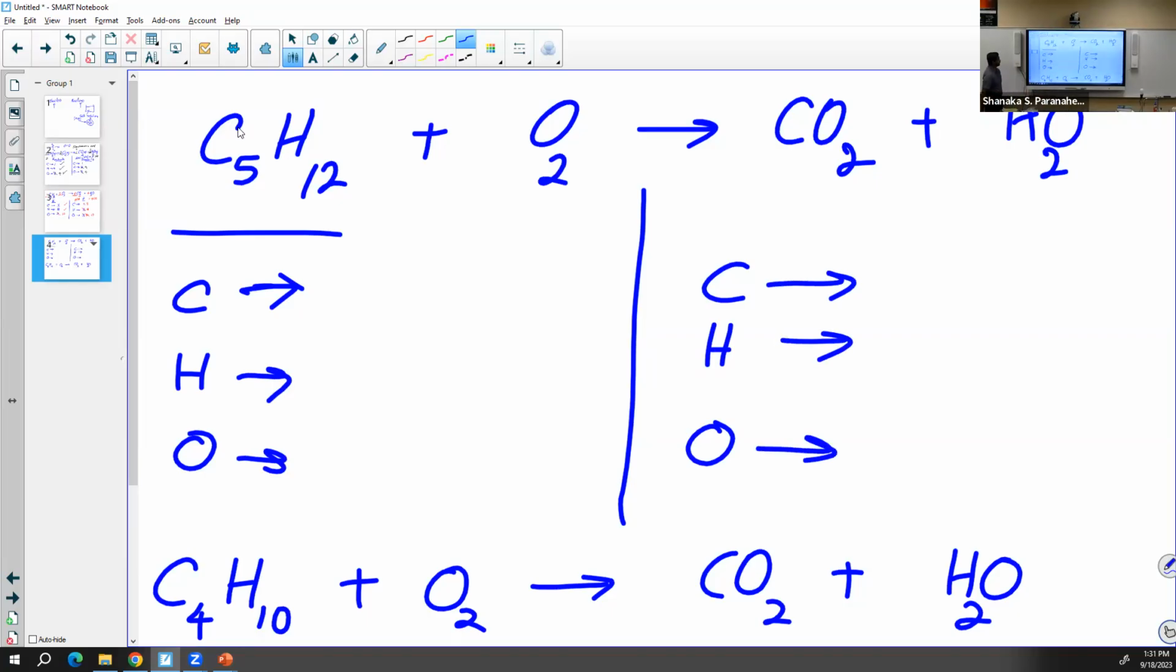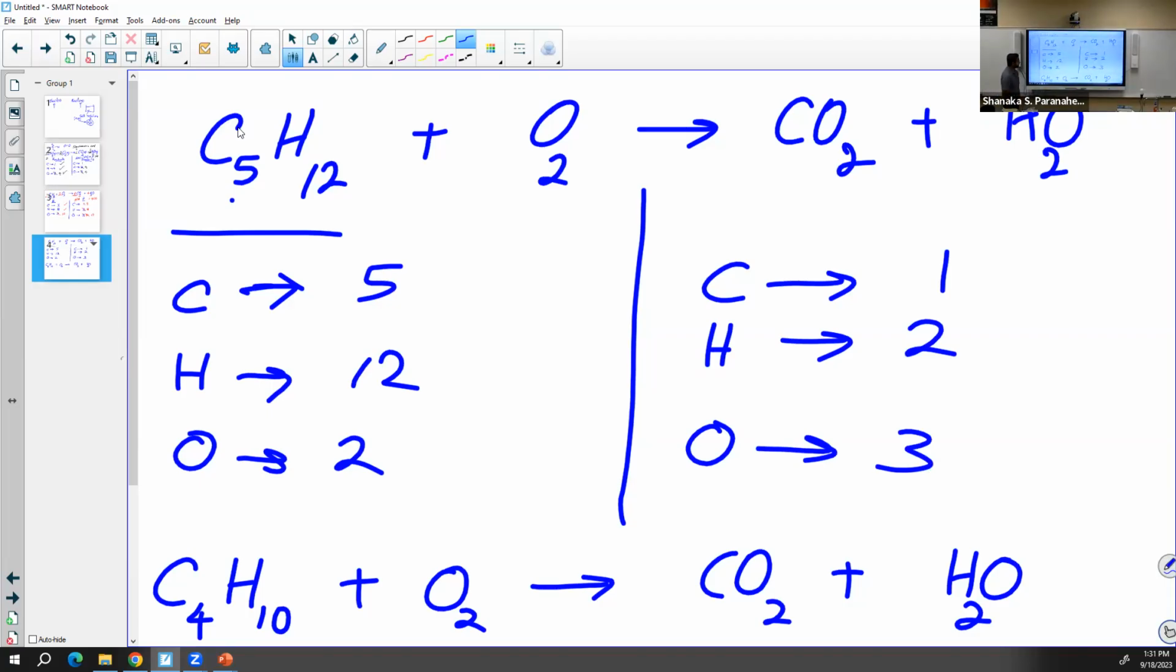So let's start from the first one. How many carbons? 5. How many hydrogen? 12. How many oxygen? 2. On the product side, how many carbons? How many hydrogen? How many oxygen? 3. Okay, so now we can see all three are different.